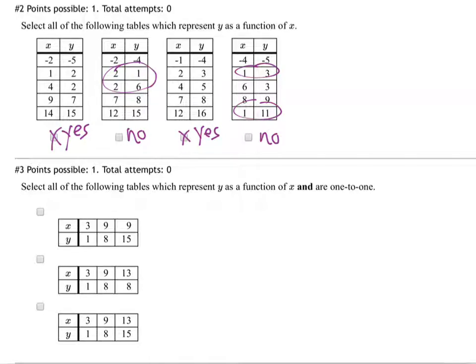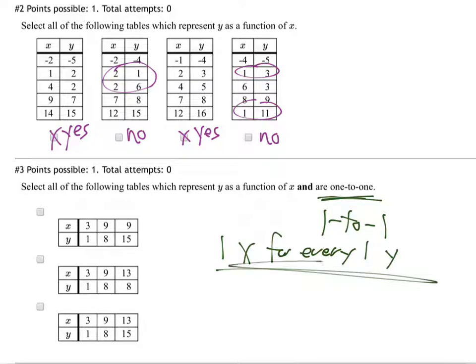Now they're changing the game a little bit on number 3. They're speaking of 1 to 1. I think that's pretty obvious what they mean. They mean 1 x for every 1 y. So it's got to be 1 to 1 both ways. So in other words, let's just do the new table.